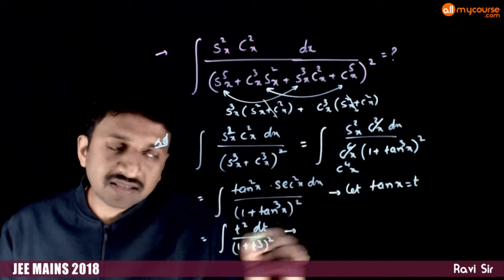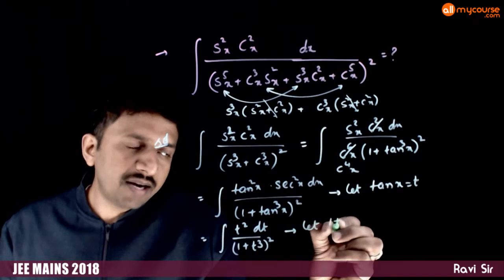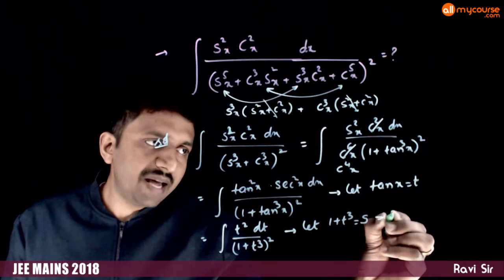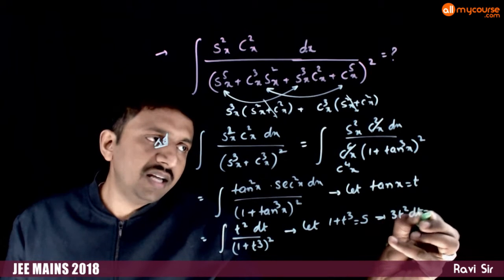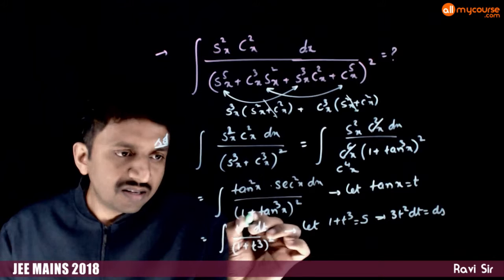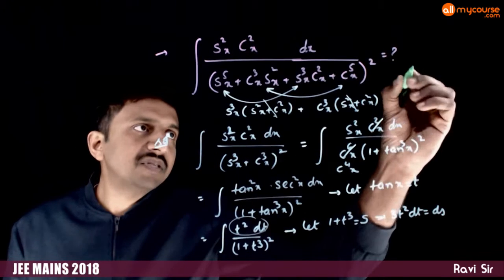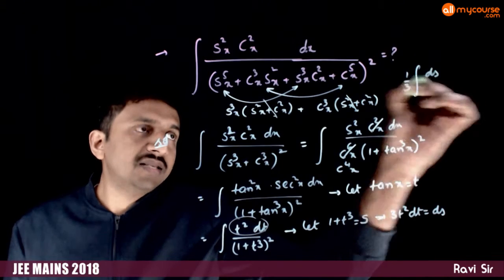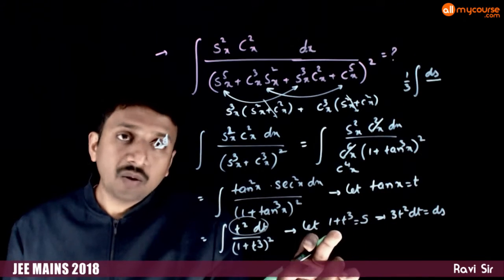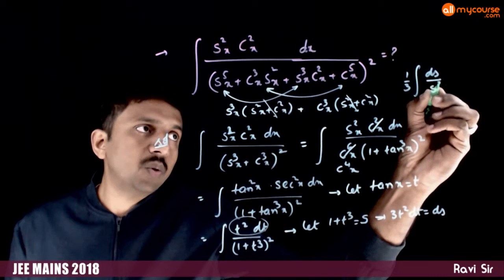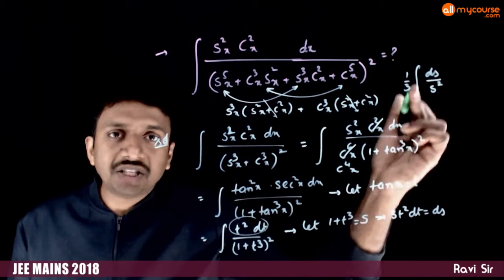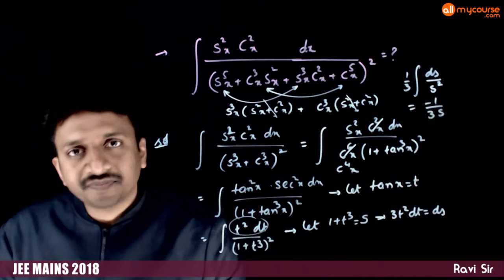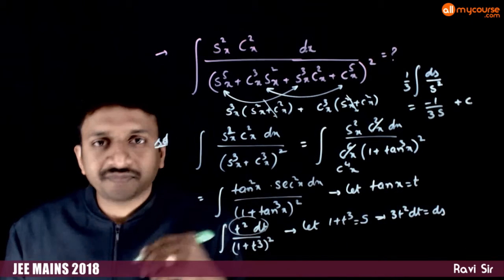So now in this, let 1 + t³ equal some s. So this implies 3t² dt is equal to ds. So t² dt becomes 1/3 ds, and 1 + t³ is s, so you get s². So the integration of ds by s² is minus 1 by s plus c.